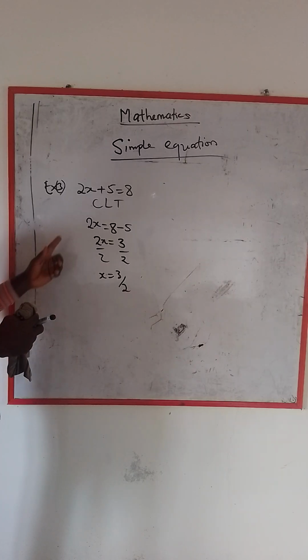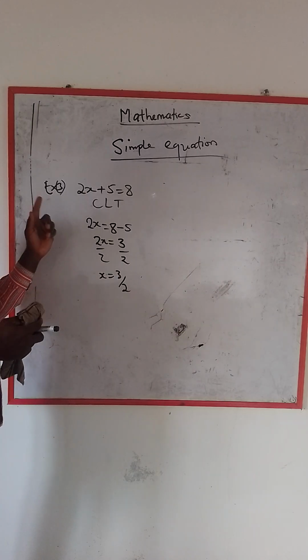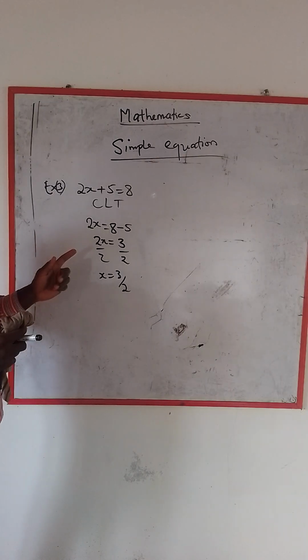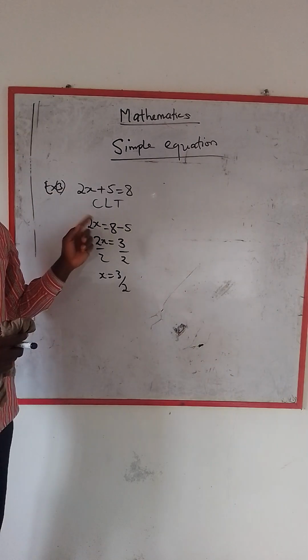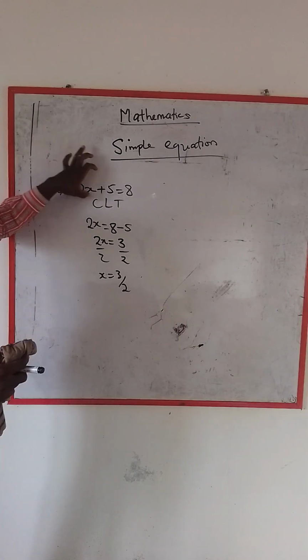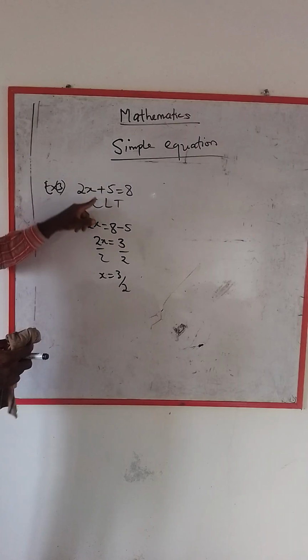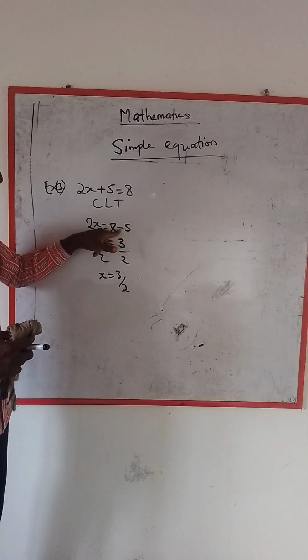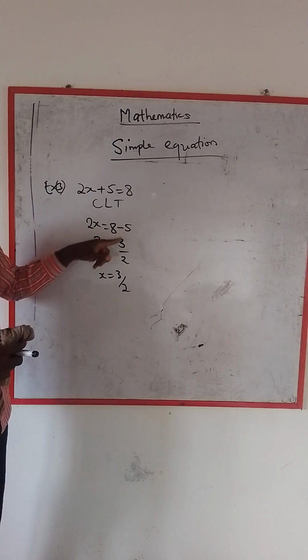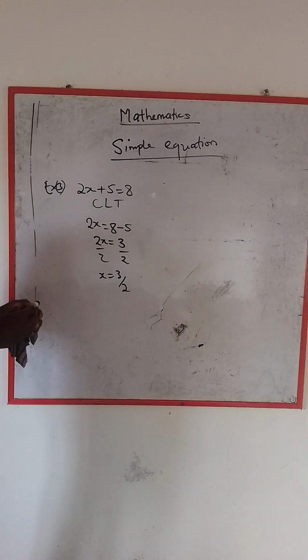And don't forget, as you are doing this, you are collecting like terms. I want to repeat again that you must know when the signs are changing. This is the original question. Getting to this place, we have moved 5 from this side of the equation. It has crossed the equality sign, so it has become minus here now. So this is how we are going to apply the procedures.